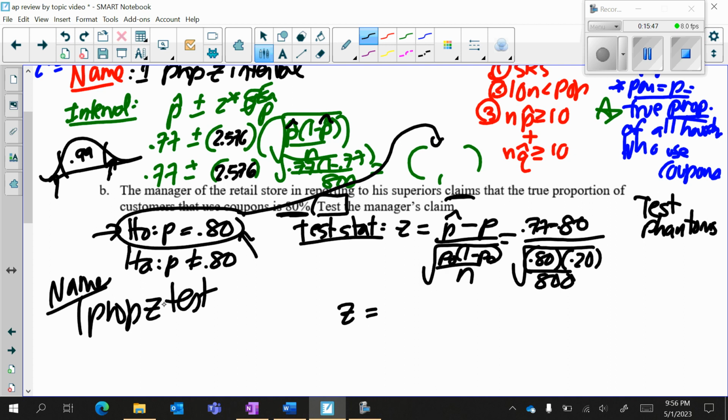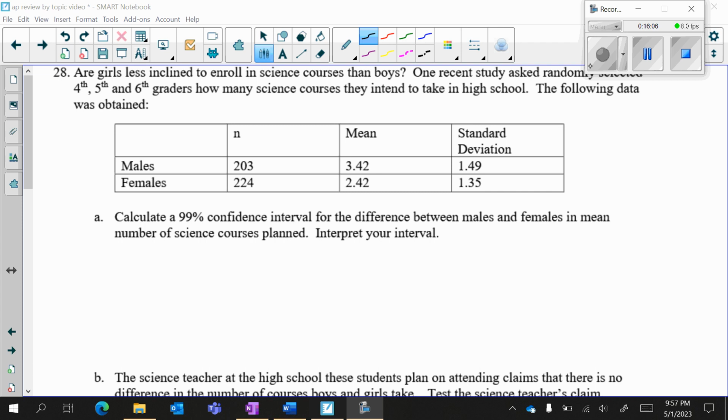So you're going to get your z-score and your p-value. Then remember, you're going to decide if you're going to reject the null or not, depending on if it's less than 0.05. So now we did one sample mean t interval, one sample mean t test, one proportion z interval, one proportion z test. Now, if you go ahead to number 28, we're talking about males and females.